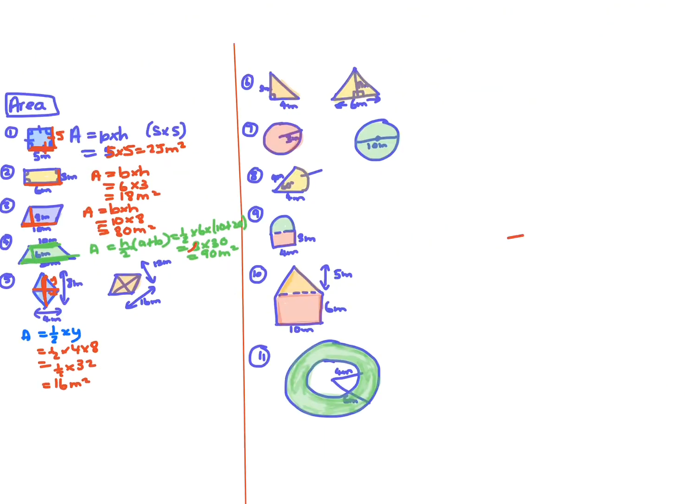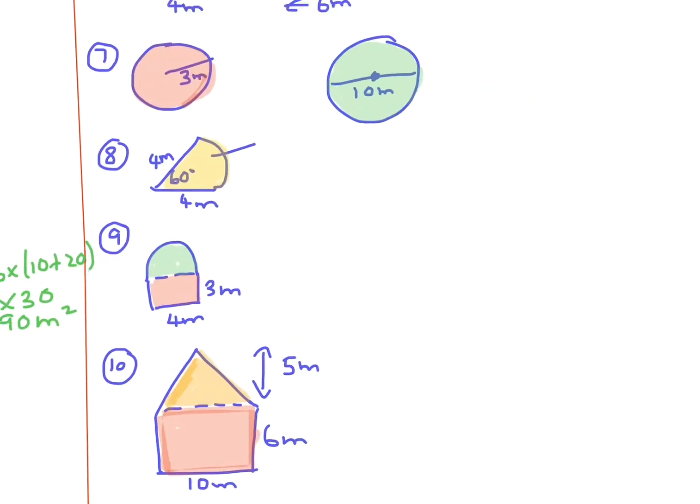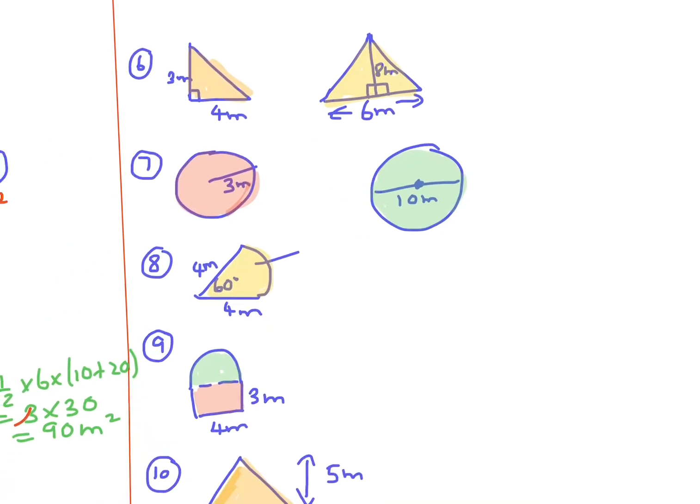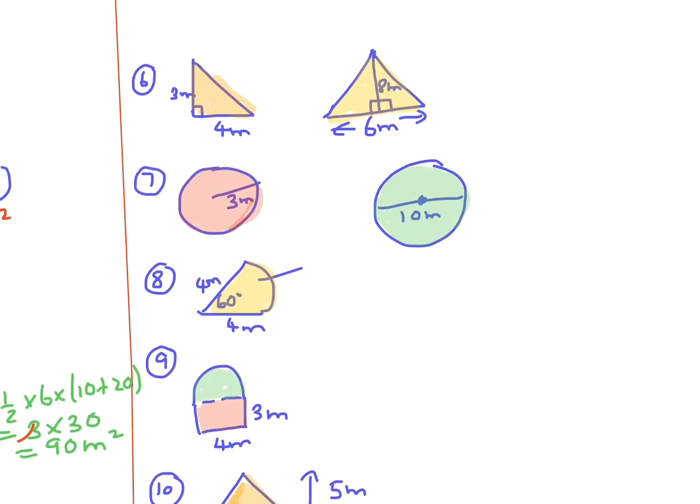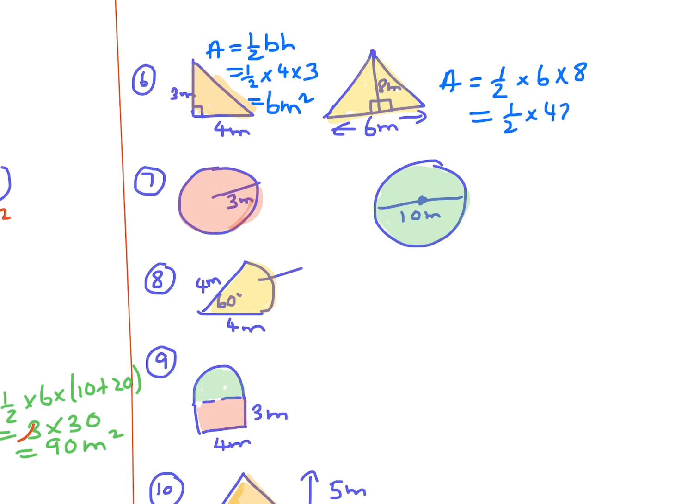Okay, so let's have a look at the other shapes. All right, so first one we have there is the triangle. So the triangle, the area is a half base times height. So it's a half times 4 times 3, which is a half of 12, 6 meters squared. Okay, the other triangle, a half times 6 times 8. 6 eights are 48. Half of 48 is 24 meters squared.